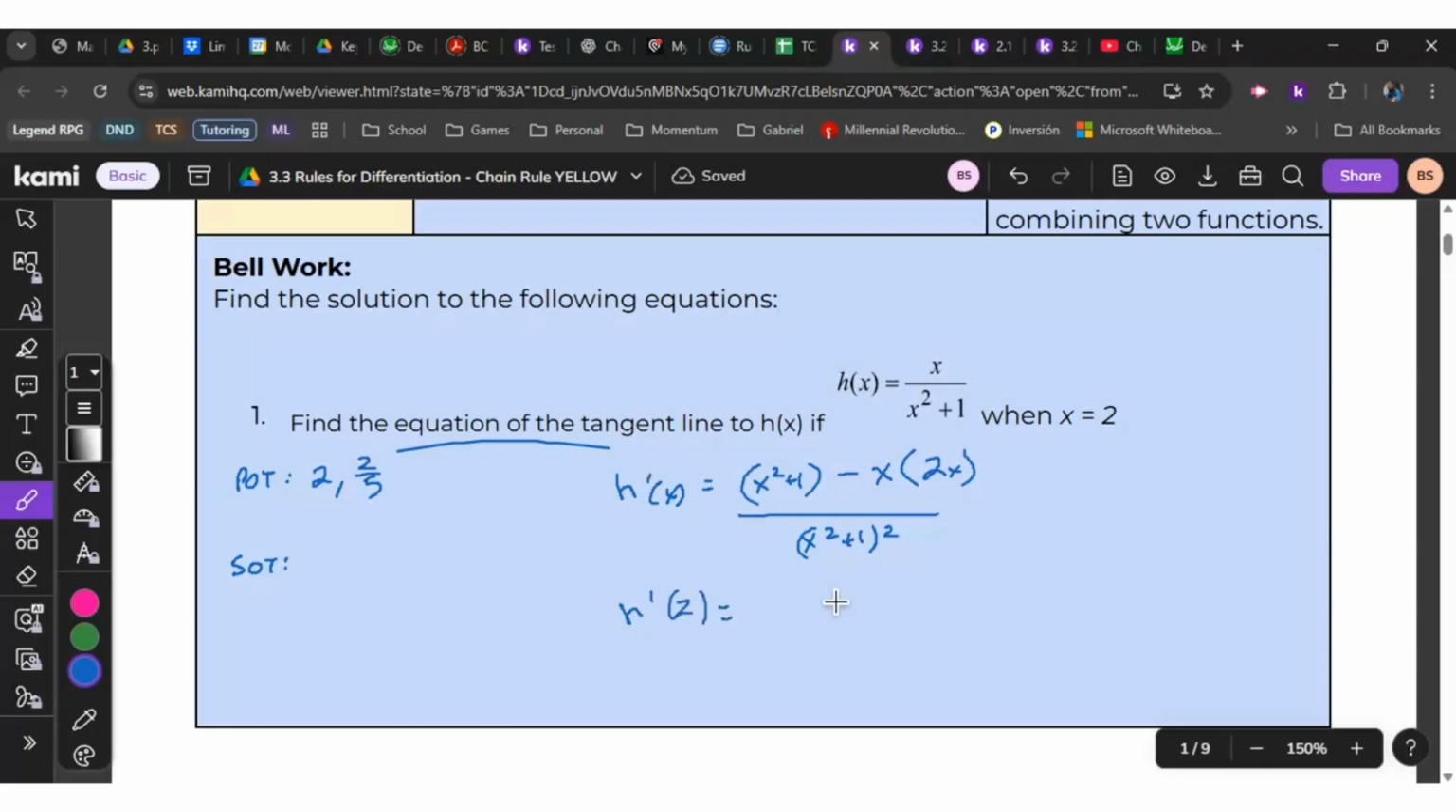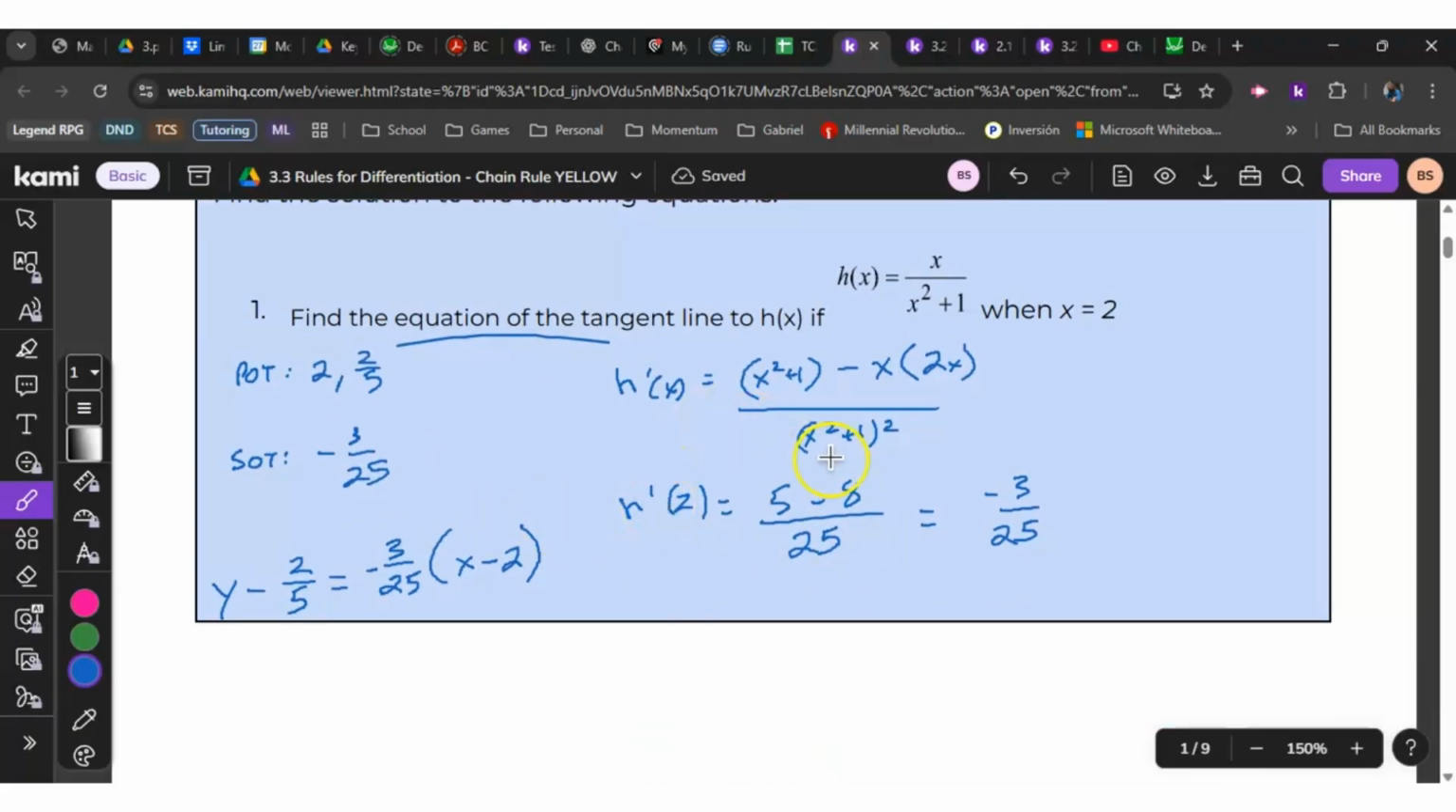2 squared is 4 plus 1 is 5. 2 times 4 is 8, so negative 8 over 5 squared, 25. So that gets me negative 3 over 25. Gross slope. So then y minus 2/5 equals negative 3 over 25, times x minus 2. We did it. Super easy.